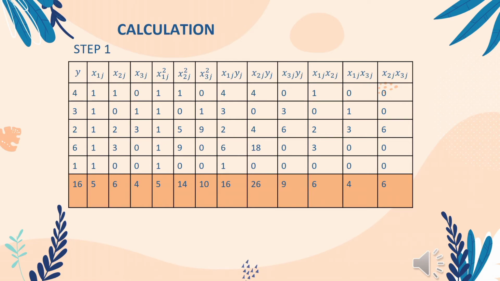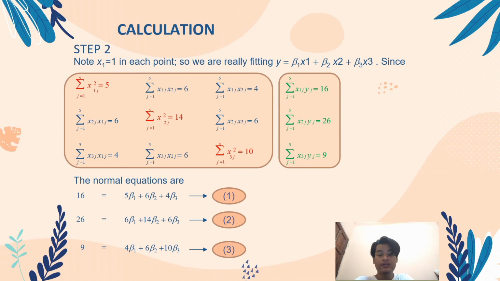The next part of the calculation will be presented by Abdul Hafiz. For step 2, note that x1 equal to 1 in each point. So we are really fitting y equal to beta 1 x1 plus beta 2 x2 plus beta 3 x3. Since we have 3 independent variables in this equation, therefore we will get 3 normal equations.